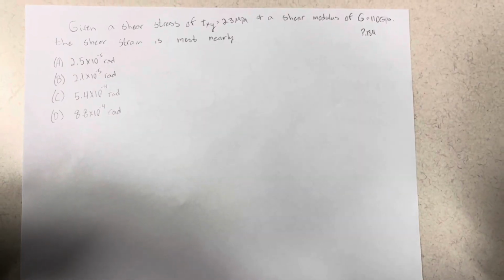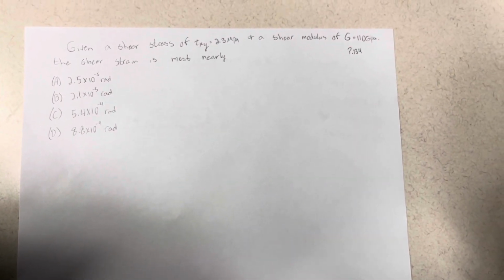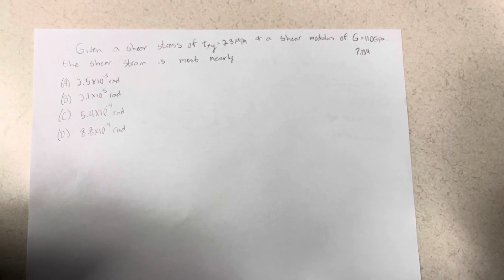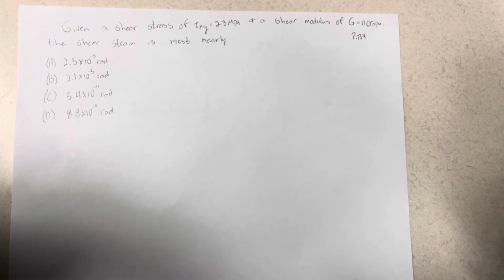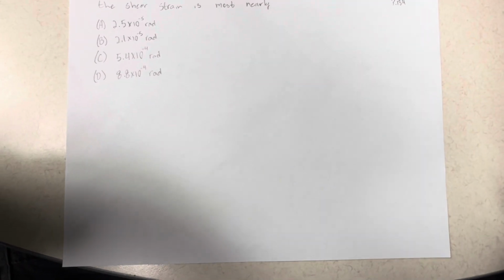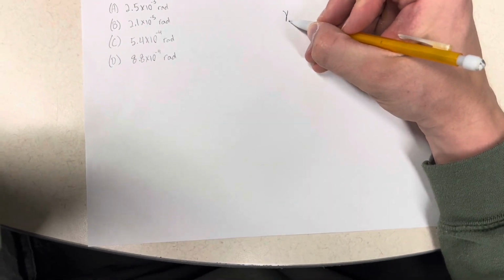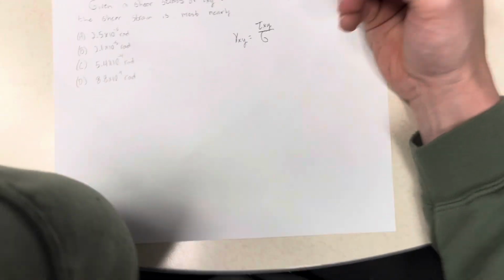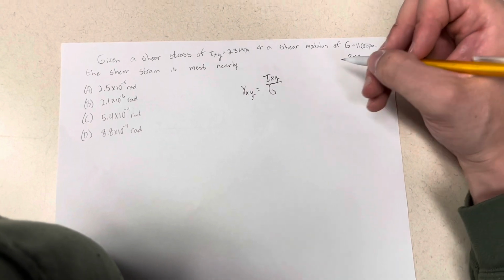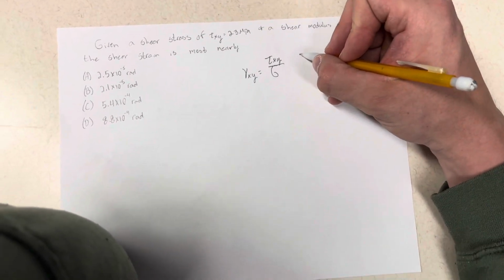The next problem says, given a shear stress of tau xy equals 23 MPa and a shear modulus of G equals 110 GPa, the shear strain is most nearly what? So for this problem, we're going to use Hooke's law, which is gamma xy equals tau xy over G. And for this problem, we have two givens, tau xy and G, so it's pretty simple. This equation is found on page 134 in the book.